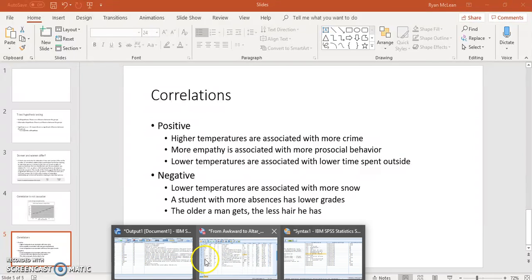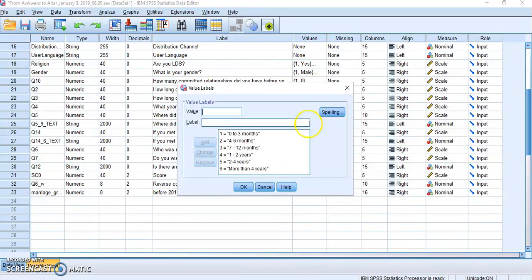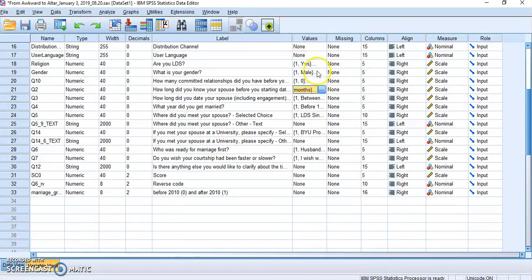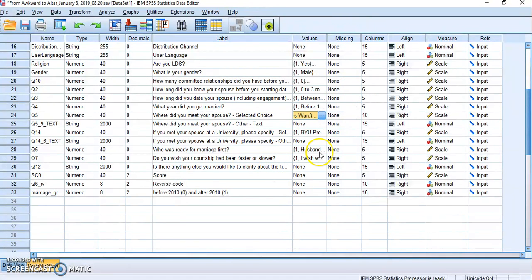So to do this, we need to use continuous variables. For example, this is a continuous variable because the numbers mean something. 6, more than 4 years, means more than 5, 2 to 4 years, or 1, 0 to 3 months. We couldn't do it on this because I arbitrarily chose that LDS singles ward would be 1, and 9 would be other. I could have switched any of these numbers and it wouldn't have changed anything about my data. So this is categorical, and you can't do a correlation on categorical.